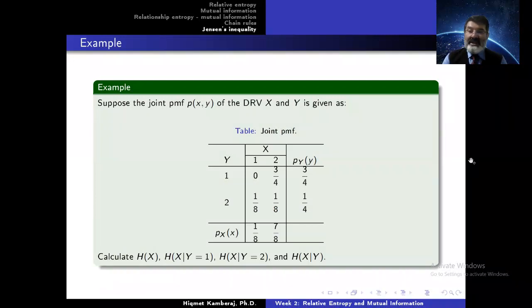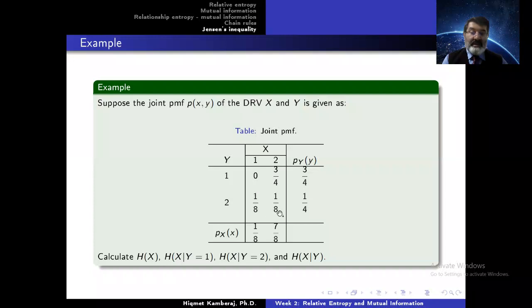Now we consider an example. Suppose the joint probability mass function p of x and y of the discrete random variables x and y is given as follows. The random variable x takes the values 1 and 2, and y also takes the values 1 and 2. Then the joint probability mass function is such: p of 1, 1 is 0, p of 2, 1 is 3 over 4, p of 1, 2 is 1 over 8, p of 2, 2 is 1 over 8.